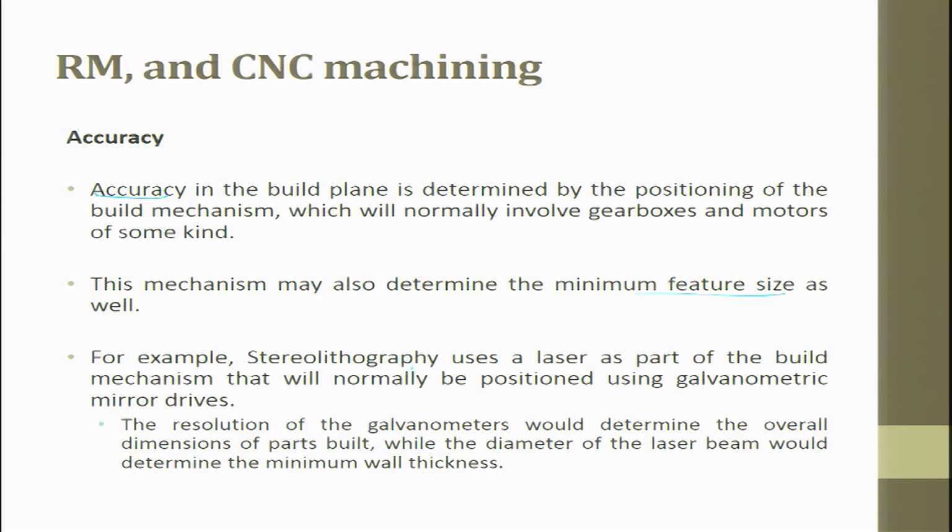For example, stereolithography uses a laser as part of the building mechanism that will normally be positioned using a galvano mirror drive. So, we will see stereolithography when we see additive manufacturing. The resolution of the galvo meter would determine the overall dimension of parts built, while the diameter of the laser beam would determine the minimum wall thickness. Overall dimensions by galvo and the wall thickness by laser beam.